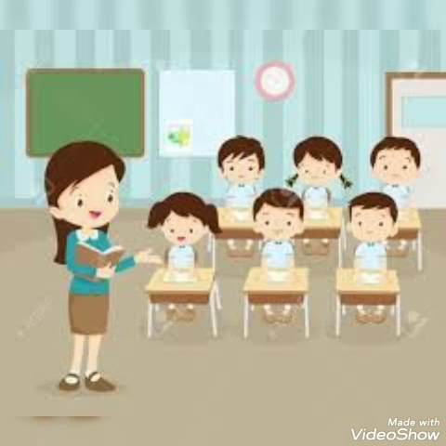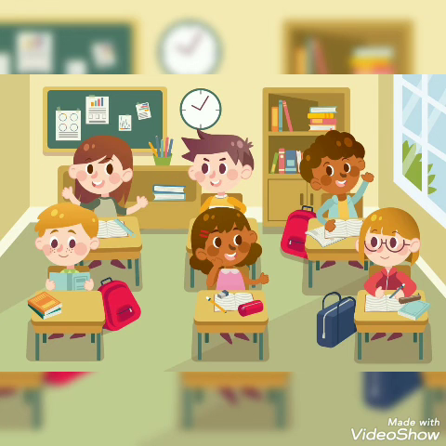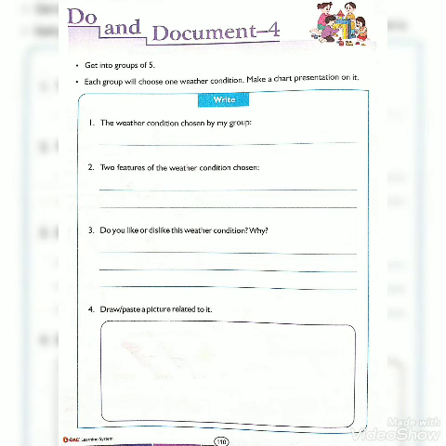I hope that you understand our today's topic. Now I have planned to give you an activity. Refer to your concept book on page number 110 and answer the following questions. Do it on document 4. Get into groups of 5. Each group will choose one weather condition. Make a chart presentation on it. Answer the following questions. Your first question is the weather condition chosen by my group.